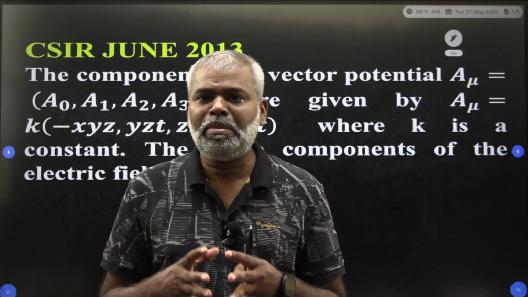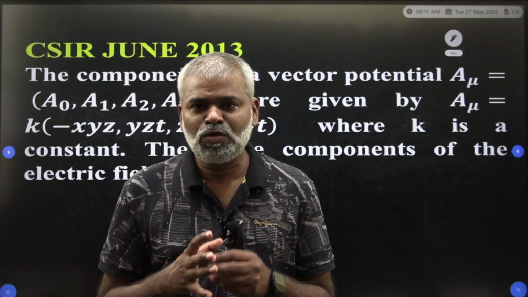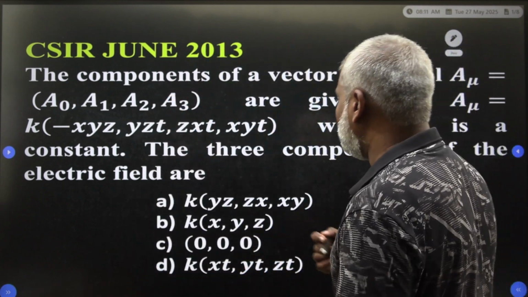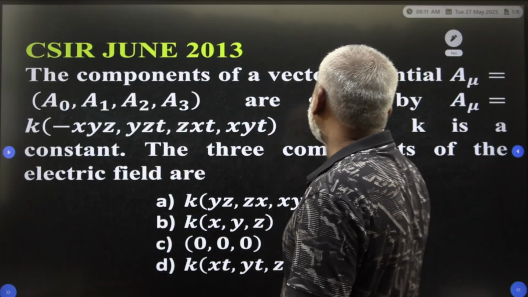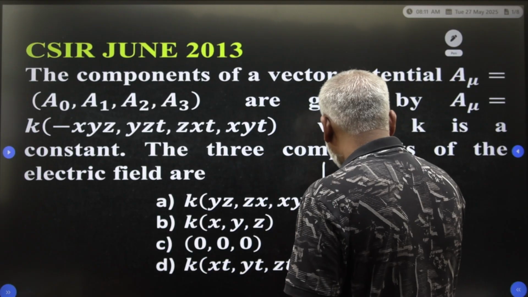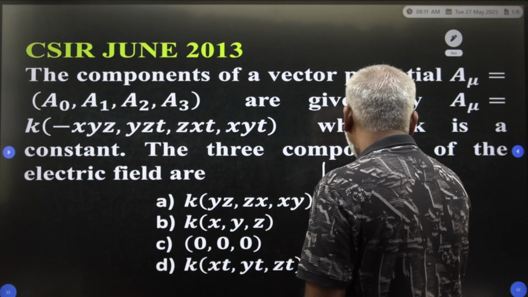This question came in CSIR June 2013. Let us see what the question is and how we have to solve it. The question gives the components of a vector potential A mu. Once you read the question, you have to write the data. So, what data are they giving?